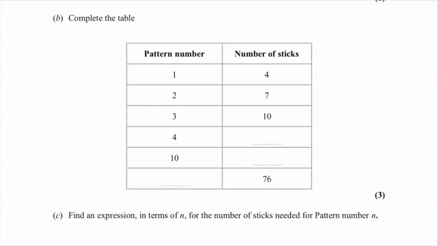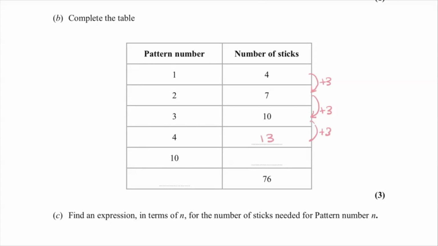Okay, we're being asked to complete the pattern. Now, pattern number 1 had 4 sticks, 2 had 7, 3 had 10. We can count our sticks, or we can actually start spotting that there's a pattern here. To get from 4 to 7, we add 3, and we saw that physically when we drew it. So I can just keep adding 3 to complete this. So that gives me 13.